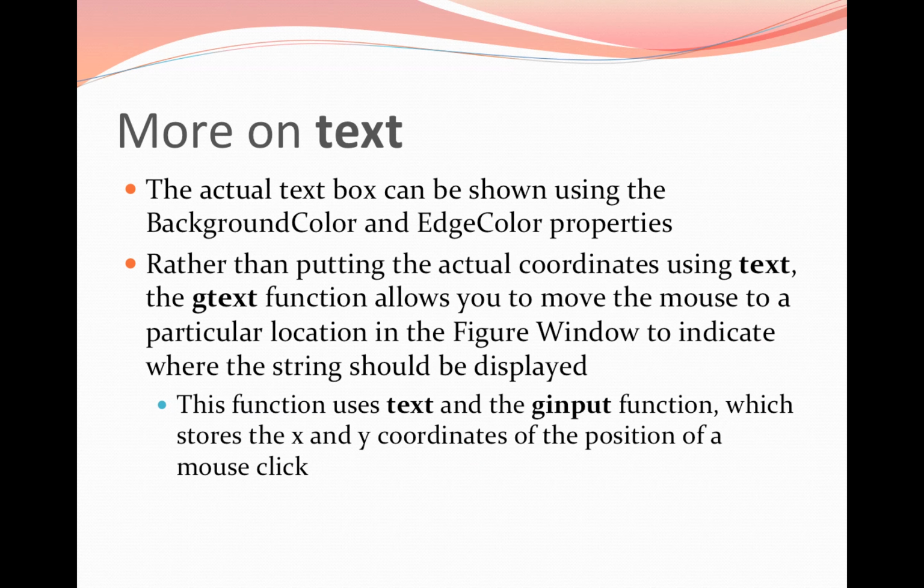In the previous graph, we didn't actually see the text box, but you can see that if you use the background color property and or the edge color property. Rather than putting the actual coordinates using text, there's another function called gtext that allows you to move the mouse to a particular location in the figure window to indicate where the string should be displayed. So this function uses two other functions. It uses the text function to actually create the text box, and it uses the ginput function, which stores the x and y coordinates of the position when you do a mouse click.